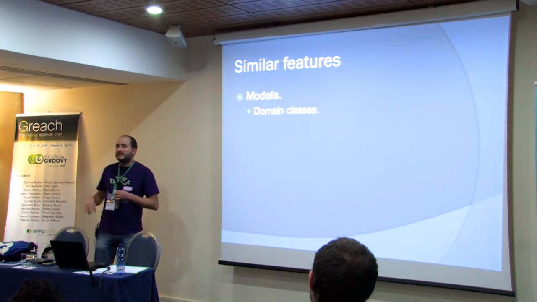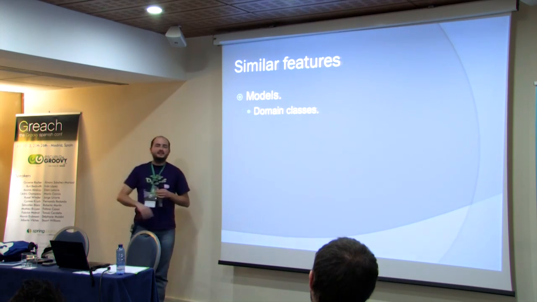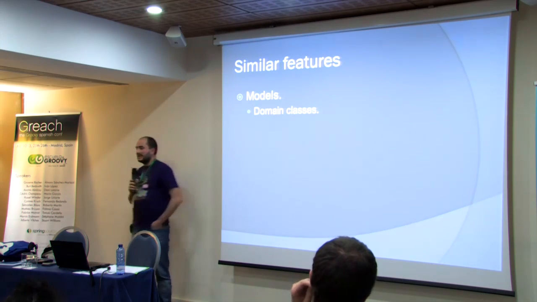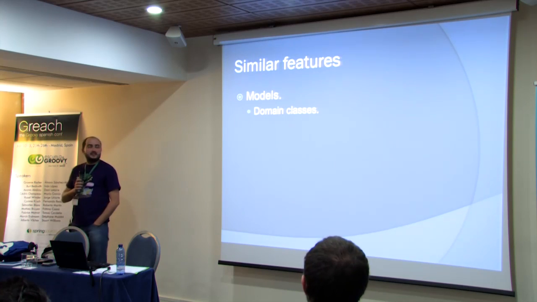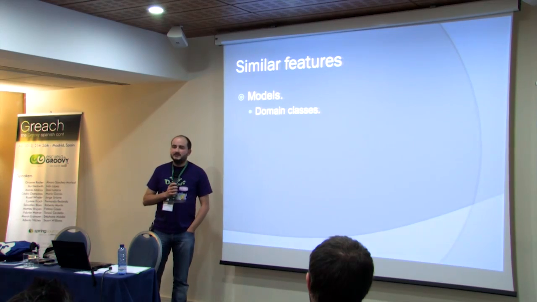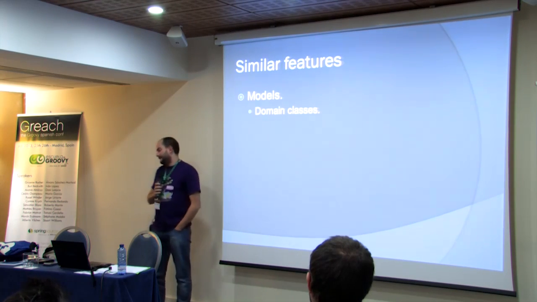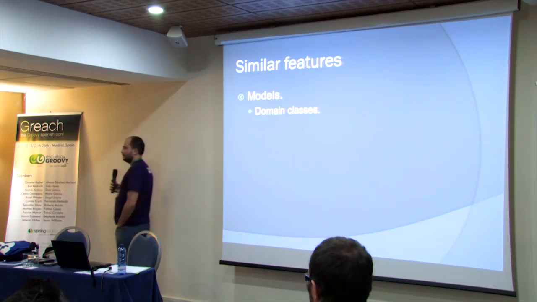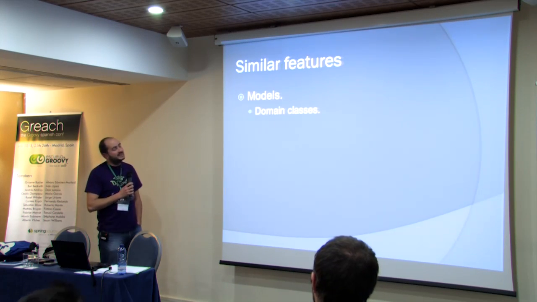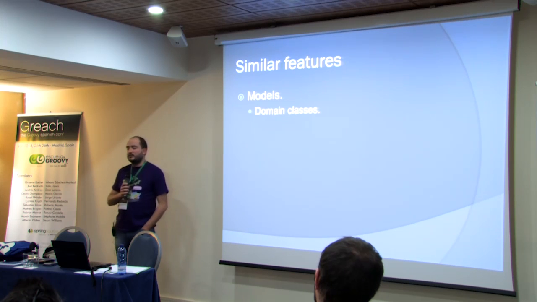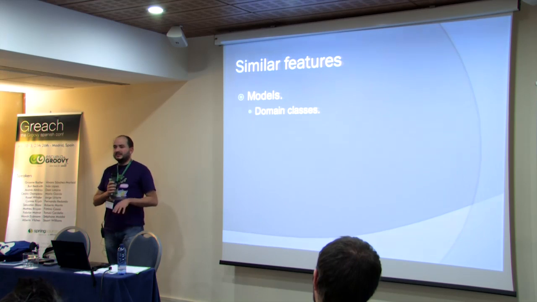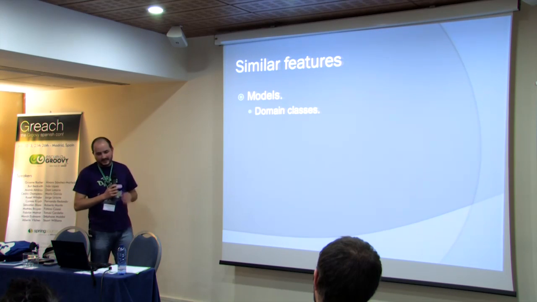I'm going to compare each one on the JavaScript side with the one we already have in Grails on the server side. So on an MVC framework, you have models. Models are typically implemented extending a JavaScript class from the framework you're using, and it will be the equivalent to a domain class.